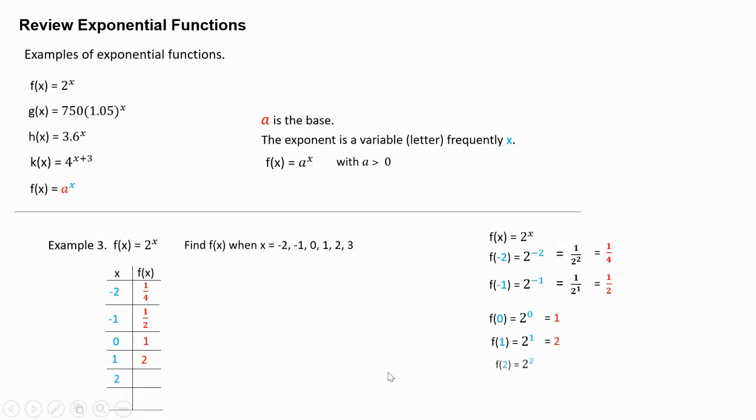Now when x is 2, y will be 4, right? Because 2 squared will give us 4. So when x is 2, y is 4. And finally, when x is 3, y will be 8, because 2 times 2 times 2, right, is the same thing as 2 to the third power, which is 8. Now we get to graph it.